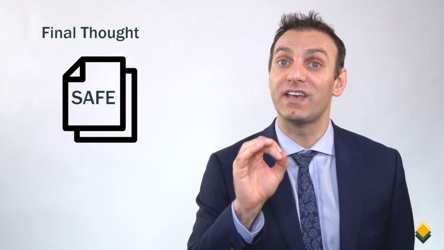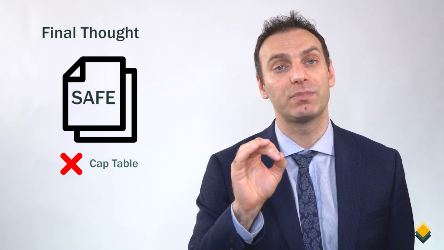Since the equity in a SAFE has yet to be issued, the details of the SAFE will not appear on the cap table. Investors should be aware of not only the current ownership structure, but also the potential future ownership structure based on agreements that the company has made.